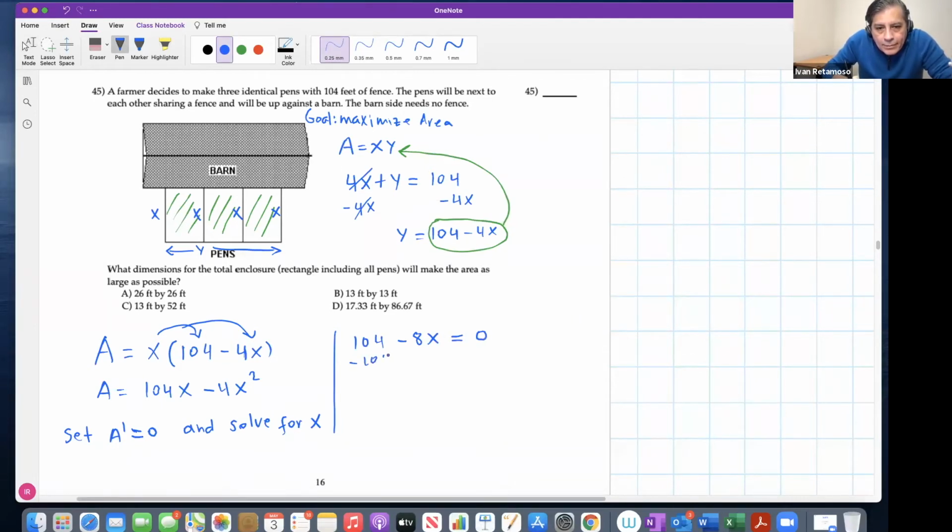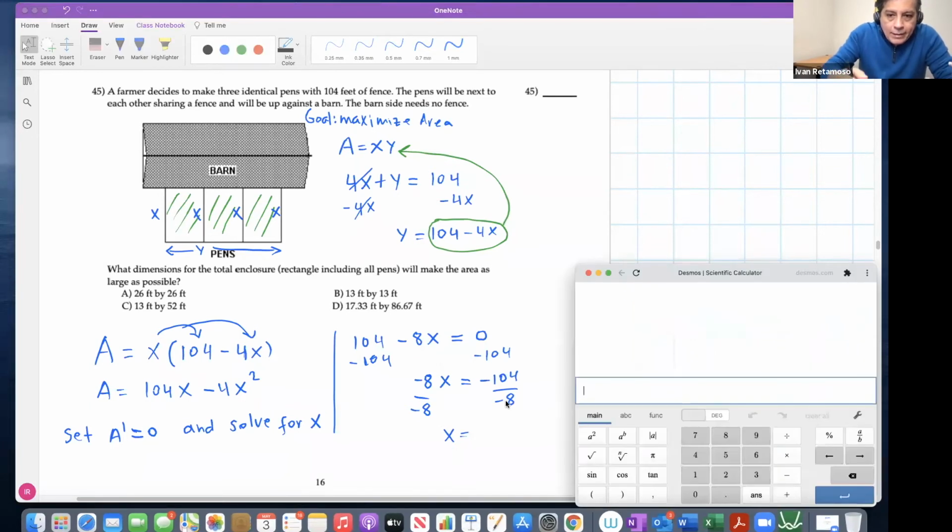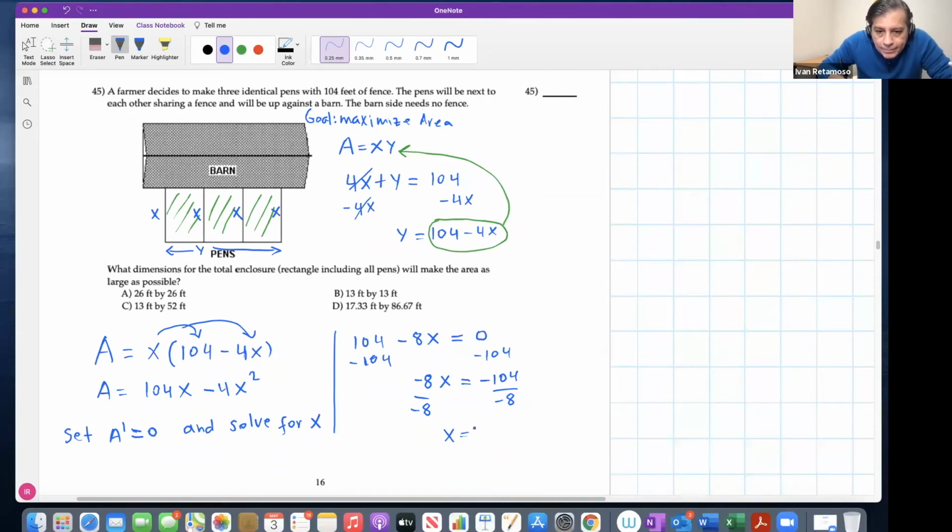Now, one way to solve this equation is by subtracting 104 on both sides of the equation, and then dividing both sides by -8. And I said this is just one way to solve this equation. There might be other ways. Follow whatever you feel comfortable with, guys. What is important is that after canceling the signs, you should get for x 13. 13 feet. That is the value of x that will maximize the area.